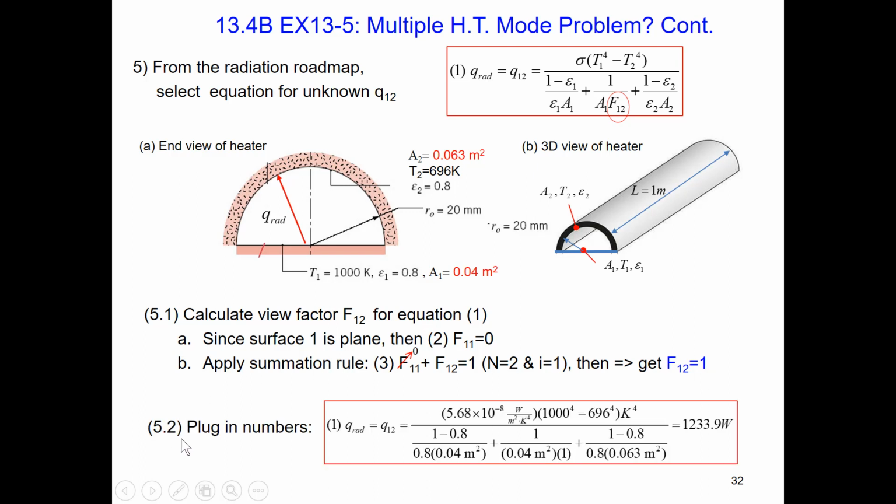Step 5.2. Plug in numbers to equation 1: sigma, temperature to the 4th power, 1 minus epsilon 1 over epsilon 1 A1, 1 over A1 F12, 1 minus epsilon 2 over epsilon 2 A2, to get the radiation heat value between surface A1 and A2.